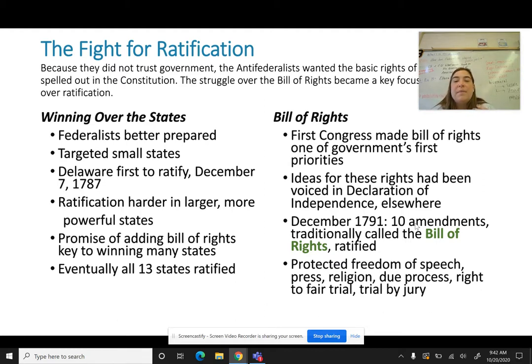So Congress made the Bill of Rights one of the government's first priorities. The ideas for these rights had been voiced in the Declaration and other places, right? These are your life, your liberty, your pursuit of happiness, your freedom of speech, your right to practice whatever religion you want, your right to a fair trial by jury, and things like that.